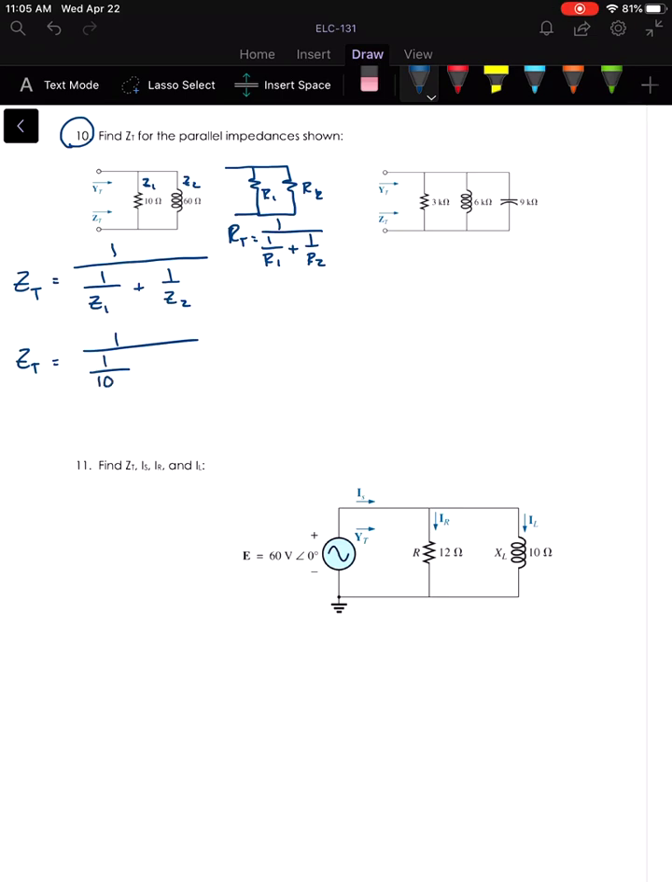Well, Z1 is a 10 ohm resistor, so that's just 10 plus 0J, or just 10. And the 60 ohm inductor, that is 0 plus 60J, or just 60J. And I'm putting the 60J in parentheses so that that J stays in the denominator, because we don't want that to move, so to speak. We want that to be under the bar in the fraction. Okay, so 60J.